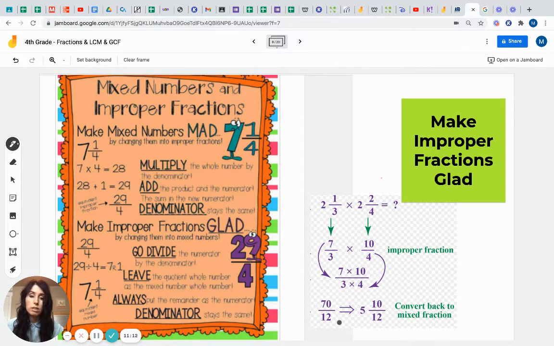So this shows you an example of what 70 divided by 12 would look like. And you can double check that, because at this point you know how to divide 70 divided by 12 with remainders. And that will show you that you would have 5 remainder 10. Do it and find out, though. It's always fun to practice. So now we're going to make our improper fractions glad.